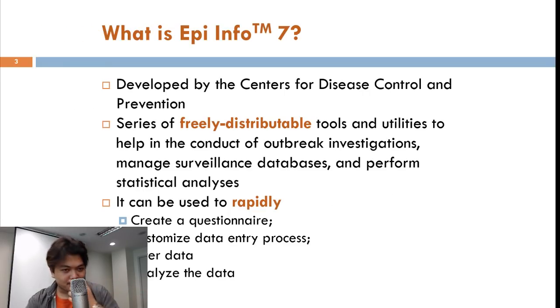Okay, and that brings us to this slide. What is Epi Info 7? Ano nga ba siya? It is a software developed by the Centers for Disease Control and Prevention, and you might actually have a hint as of now when you actually went into the website. Epi Info 7 is a series of freely distributable tools and utilities to help in the conduct of outbreak investigations, manage surveillance databases, and perform statistical analysis.